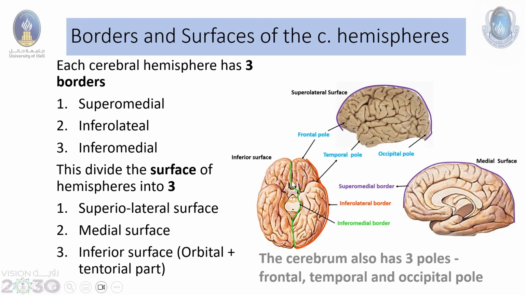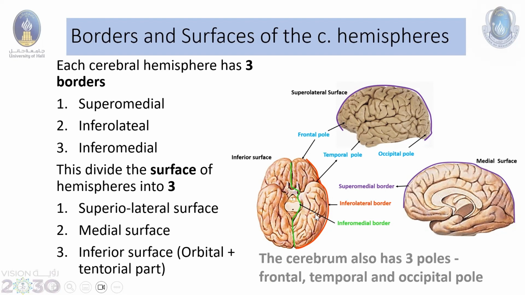In the front, this is called the orbital part, which is sitting on the orbit, above the orbit. So this is called the orbital part, and this is called the tentorial part. The tentorium cerebri will be present just below this. So this is called the tentorial surface. This is the tentorial part, and the orbital part, and totally this is called the inferior surface.